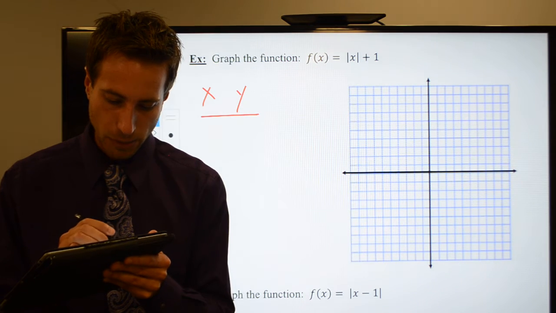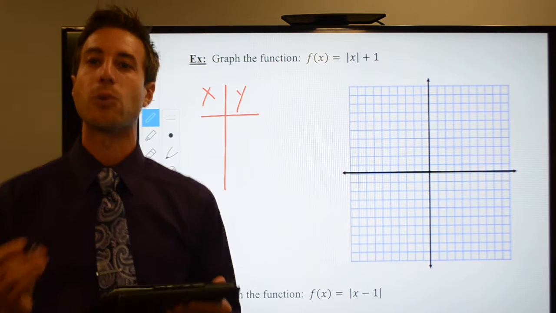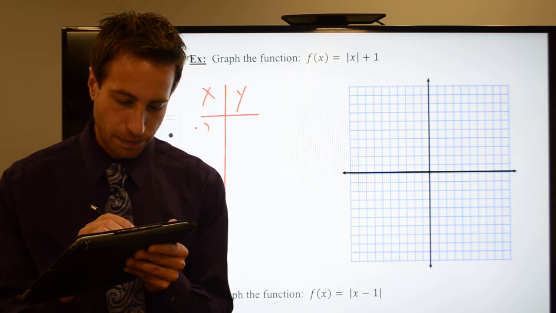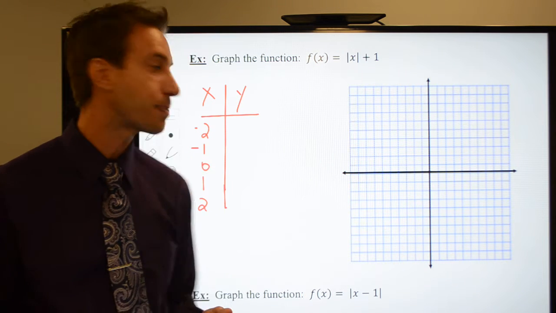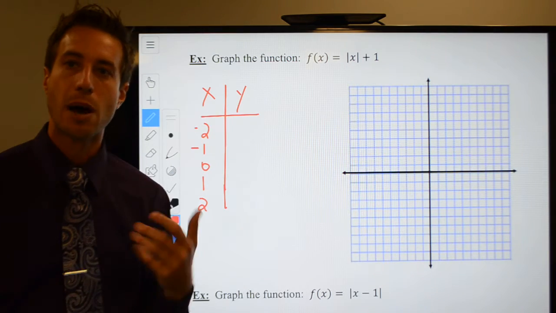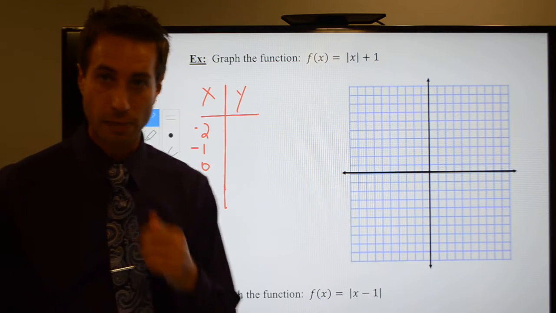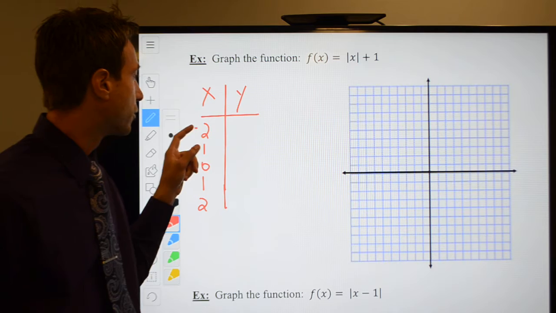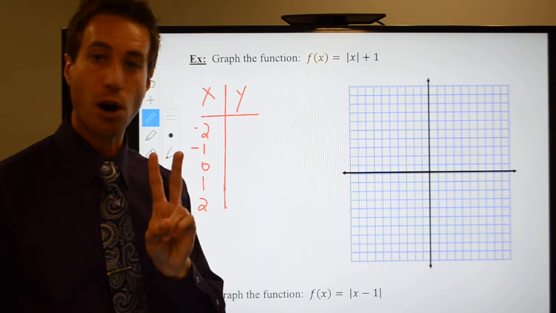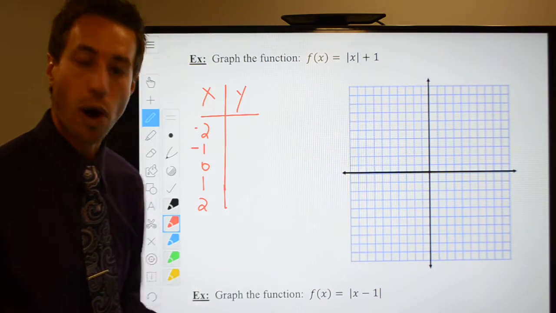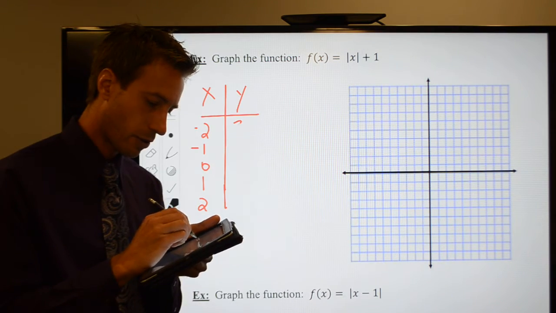XY table. And remember, the values that we like are -2, -1, 0, 1, and 2. Not because there's anything special about those values, but really just because it's easy to do math with them. So here we go, -2. I plug a -2 into the absolute value. The absolute value of a -2 is a +2. I add 1, and that gets me 3.